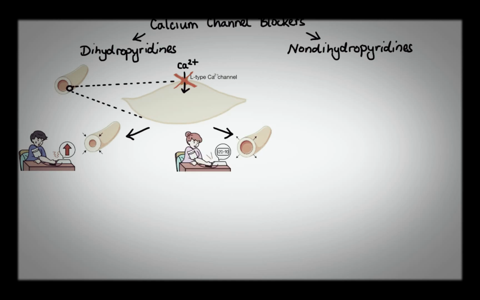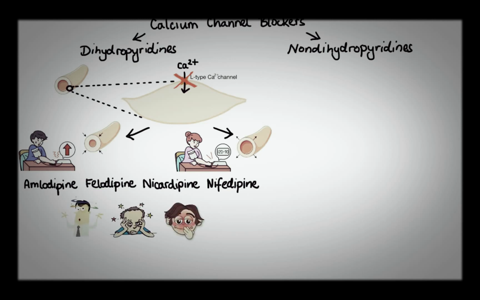Examples of drugs that belong to this group are amlodipine, felodipine, nicardipine, and nifedipine. When it comes to side effects of dihydropyridines, they are related to systemic vasodilation, so you can expect dizziness, headache, flushing, and peripheral edema. Another side effect that may occur with this class is swelling of gums, also known as gingival hyperplasia. Now let's move on to non-dihydropyridines, which are non-selective inhibitors of L-type calcium channels.